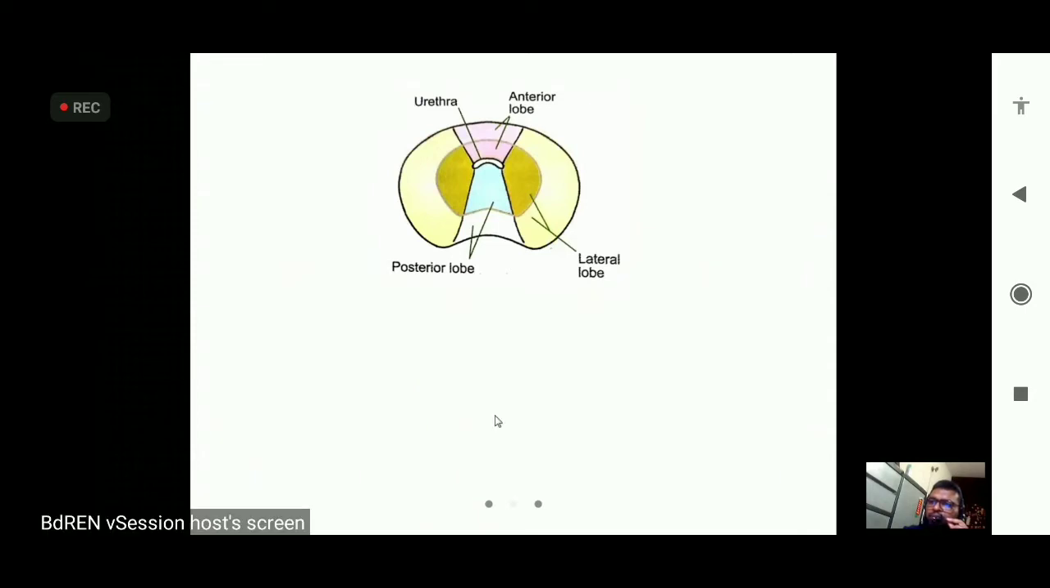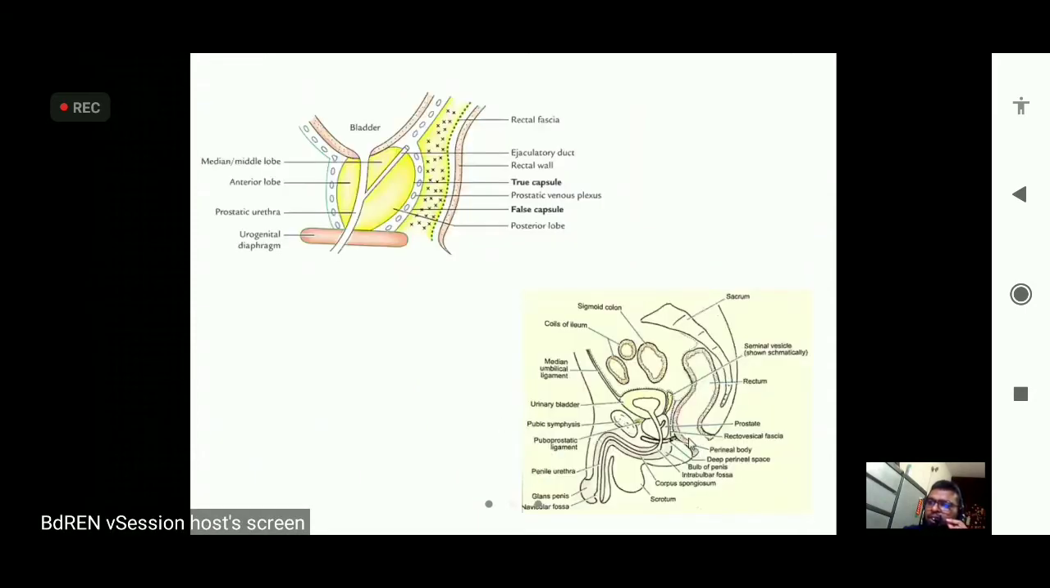These raphe can be felt by the surgeon when he or she puts his finger through the rectum and touches this posterior surface. Right. So you can understand, prostate is very close to the rectum.